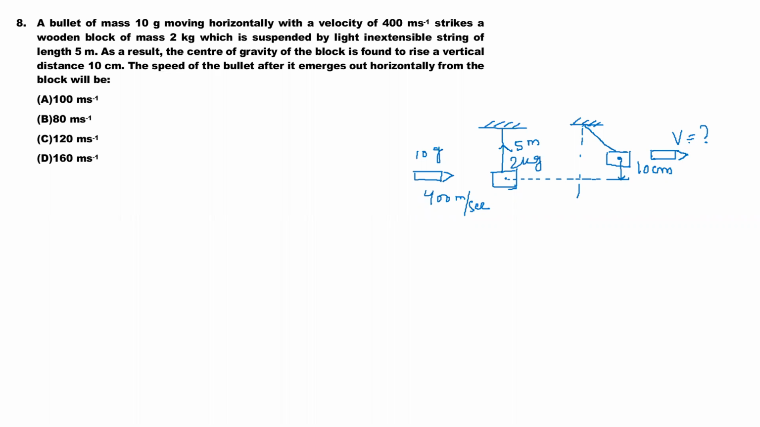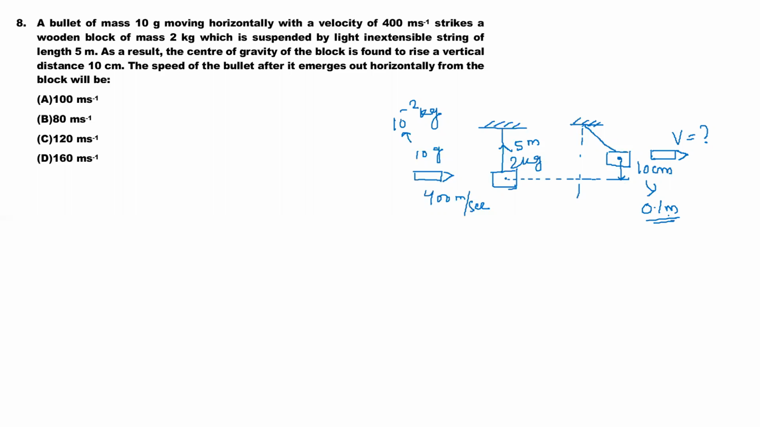Students, the mass of the bullet is 10 gram. If I convert 10 gram, it will be 10 to the power minus 2 kg. The rest are all here. For 10 centimeter, if I convert it, it will be how much? The string length is 5 meter in the question. And 10 centimeter, if I convert it to meter, will be 0.1 meter.